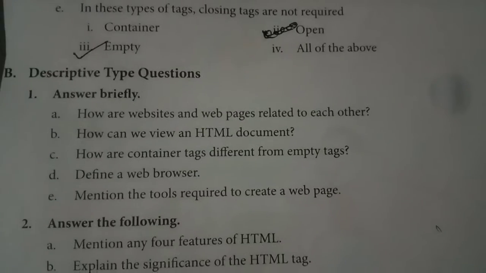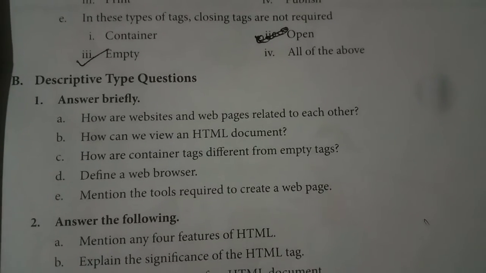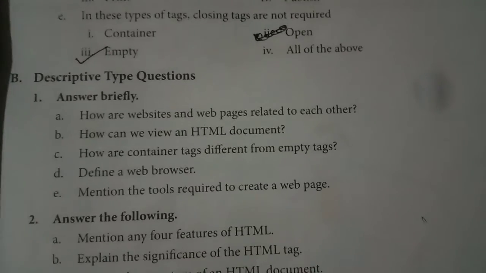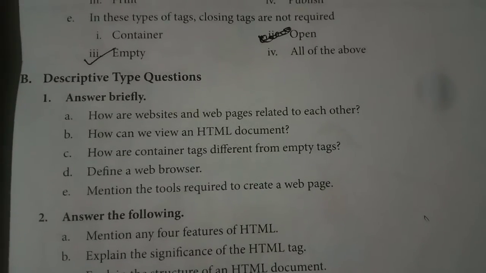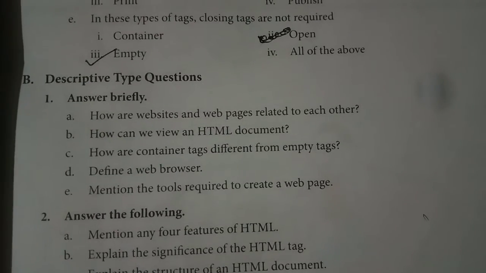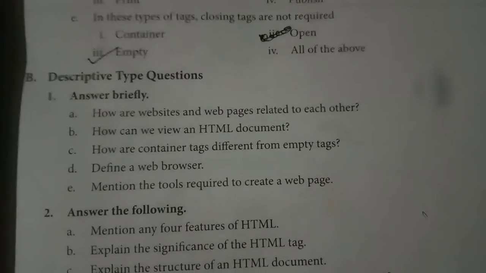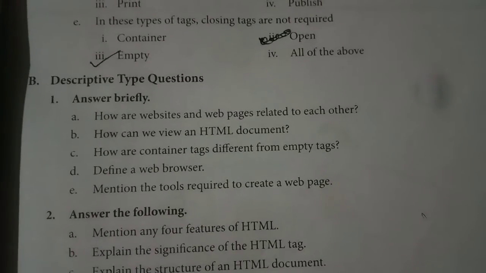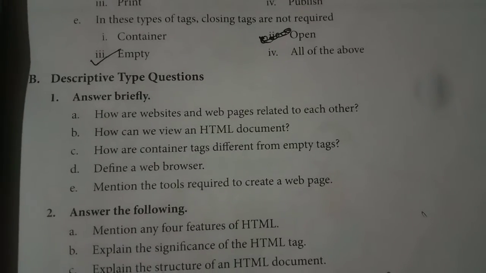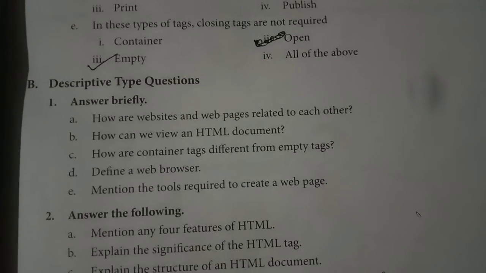Then the second one: how can we view an HTML document? When a file is saved as HTML, it automatically stores itself in the web page format. The file is recognized by the icon of the browser installed in the system. We can open an HTML document by using a web browser such as Internet Explorer, Mozilla Firefox, Google Chrome, etc.